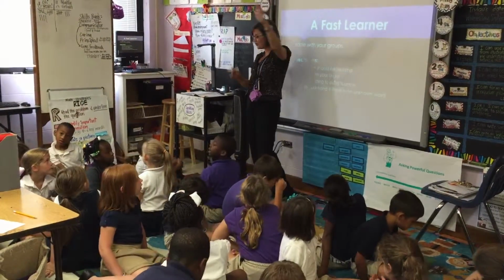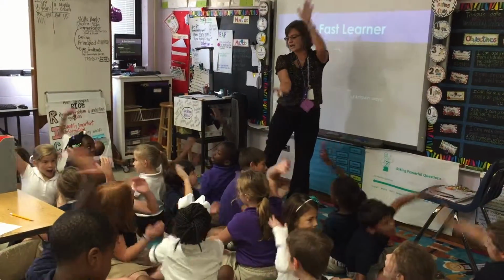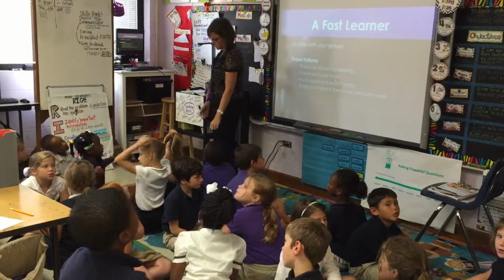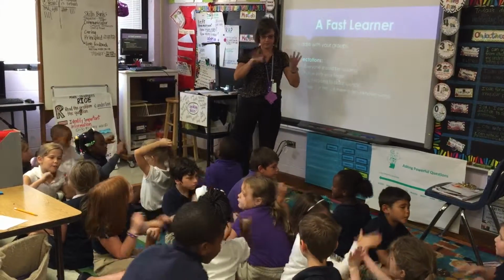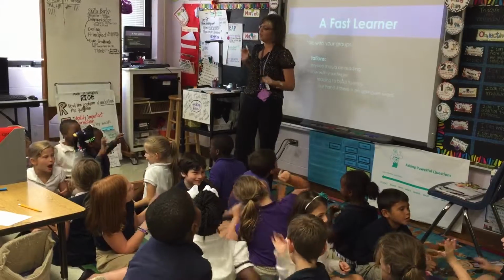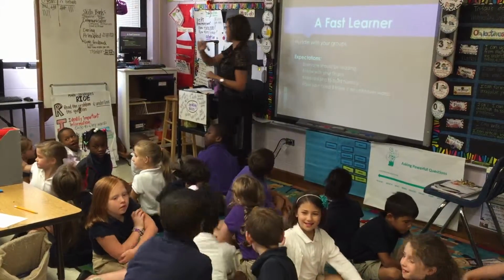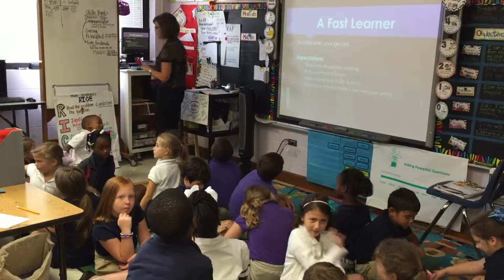You're turning to your partner. Let's tell our partner what our sentence starters will be. Ready? I think the story will be about because. Don't forget that end mark. A lot of you are forgetting it. So the title again is called Fast Learner.